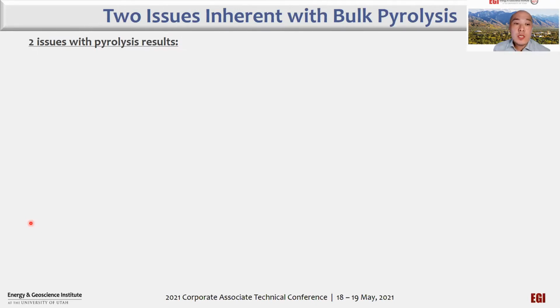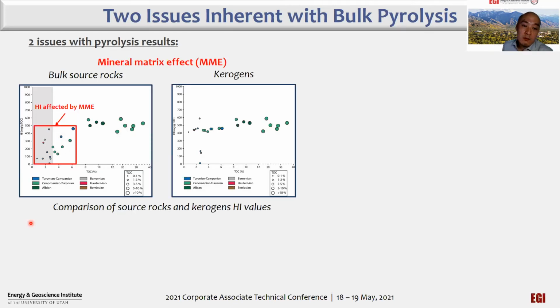The EGI Oceans workflow is specifically designed to address 2 key issues related to source rock characterization. One is mineral matrix effect. The right graph, HI against TOC, shows the results of Rock-Eval pyrolysis on isolated kerogen samples.